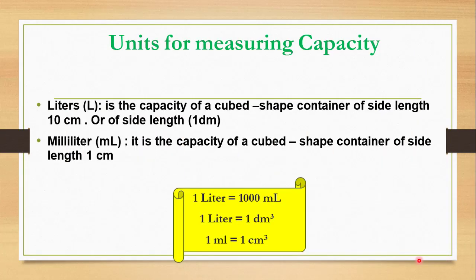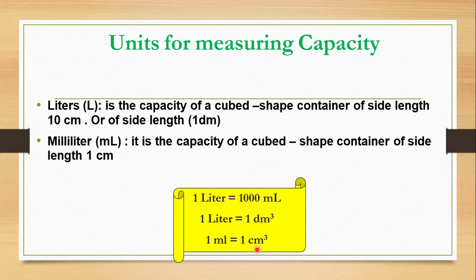We have two units for measuring capacity: liter and milliliter. Liter for large capacities and milliliter for small capacities. 1 liter is 1000 milliliters. Also, it's important to know that 1 liter is the same as 1 decimeter cube. So the liter is the same as decimeter cube, and the milliliter is the same as centimeter cube.